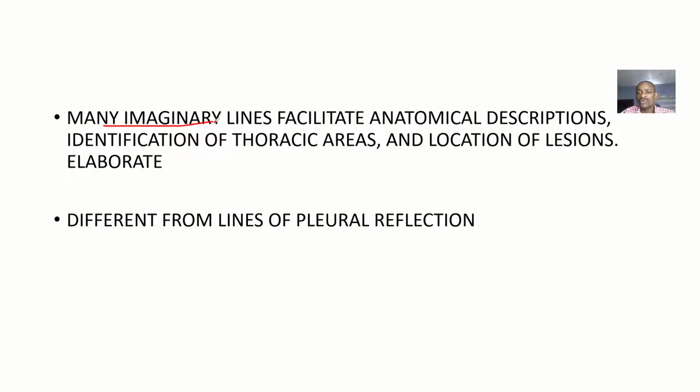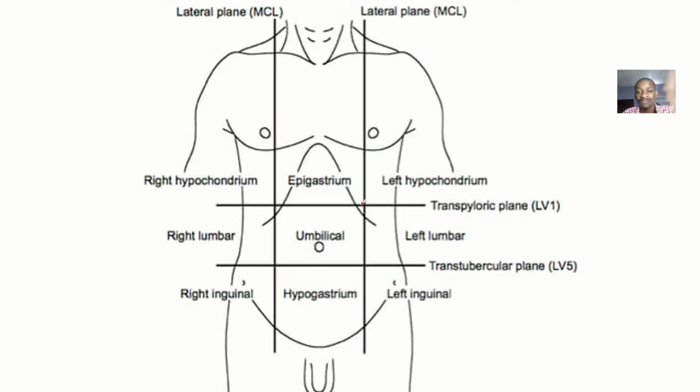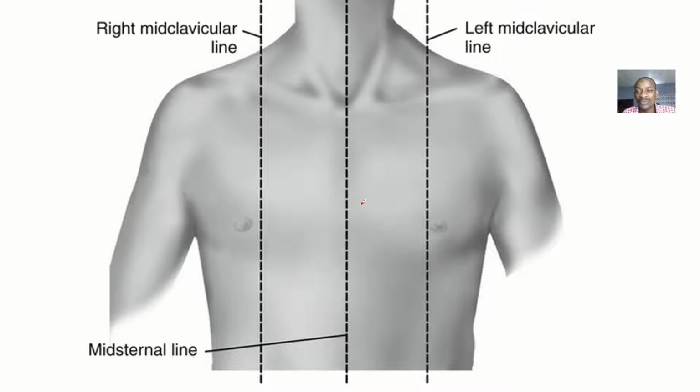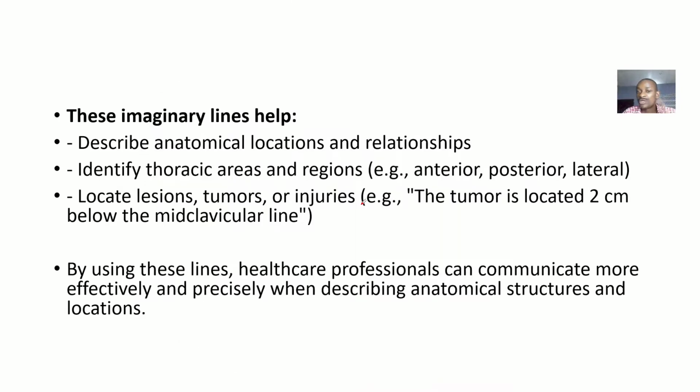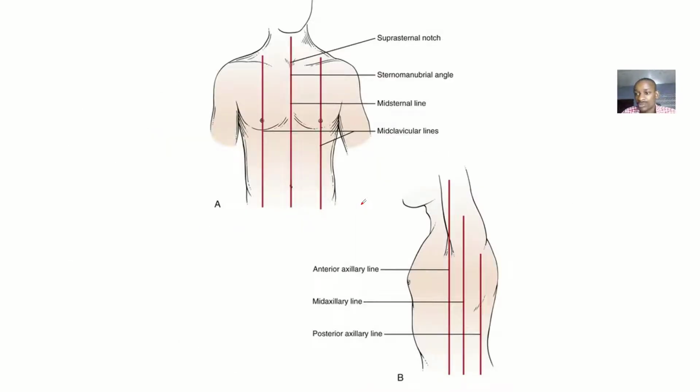lesions. So, elaborate on them. If they say imaginary lines that are on the surface, this is different from lines of pleural reflection. I brought this here because some students might confuse this for pleural reflection, but it is not pleural reflection. These are lines that are imaginary. They could be drawn on the body like this, just to help you describe structures.